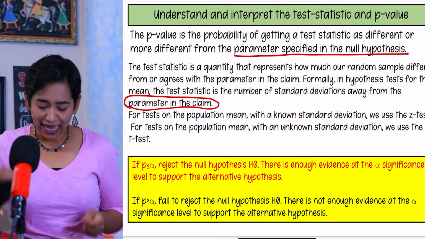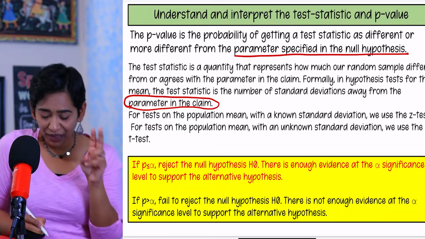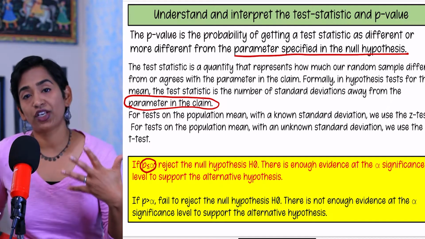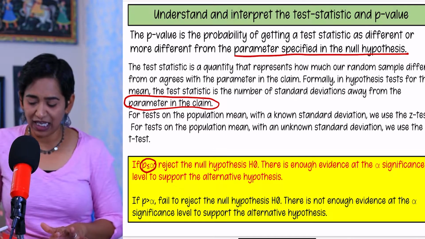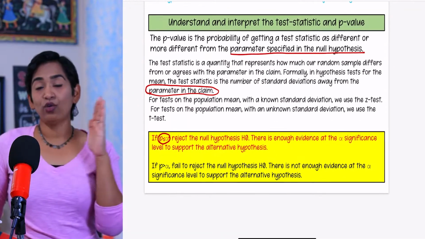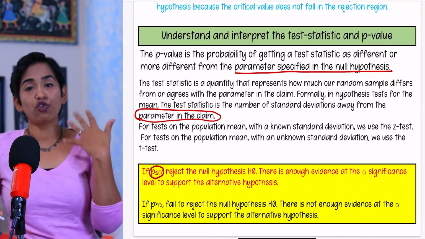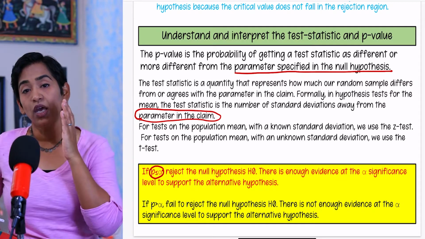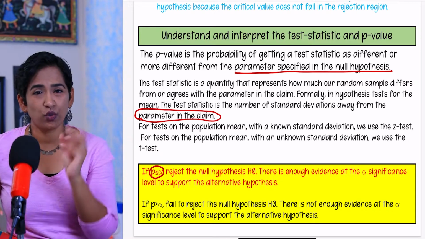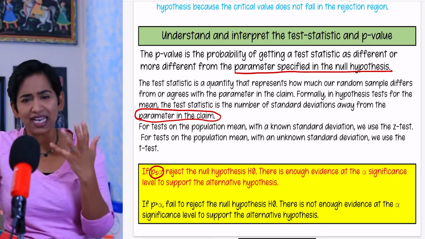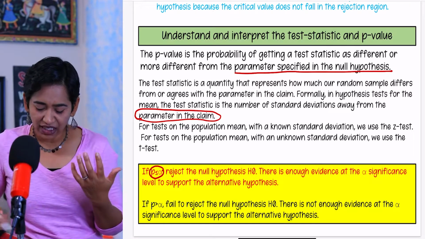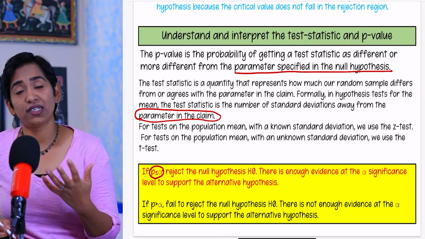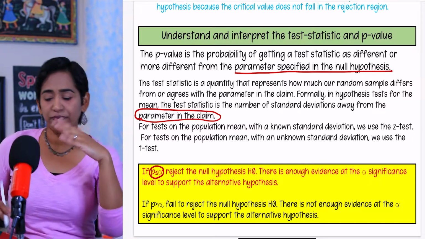So only two things can happen. If the p-value is less than or equal to alpha, then you reject your null hypothesis. Again, keep in mind, when the p-value is less than or equal to alpha, you reject your null hypothesis. That means you have strong evidence. Keep in mind, you only reject when you have strong evidence. So you will say there is enough evidence at alpha significance level to support the alternative. So you're rejecting your null hypothesis.